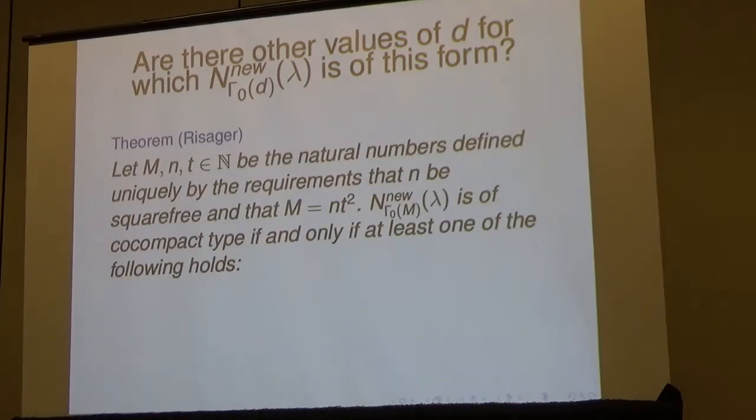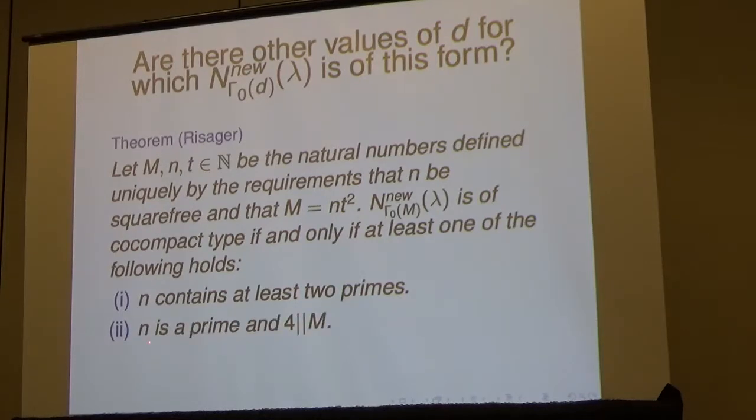It turns out Risager answers this question with a really nice theorem. So if we let m and t be natural numbers defined in the following way, where m is n t squared, and you can begin to get a sense of why gamma 0 of 12 was of some importance, then this spectral counting function for new forms is of co-compact type if and only if at least one of the following holds: n contains at least 2 primes, or n is a prime and 4 exactly divides it.